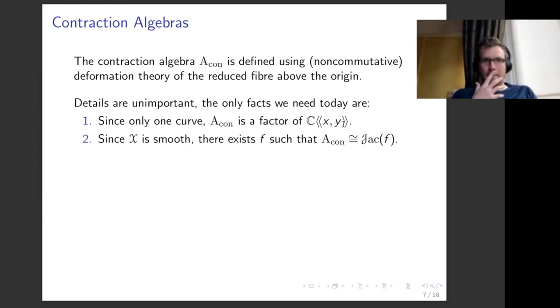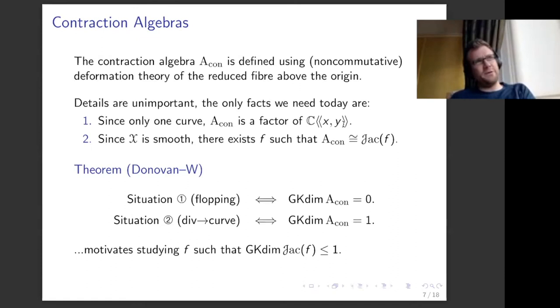But ultimately today, you just feel as well, all you're doing is the sum factor of these algebras that you're taking. And the third fact you need for today is a theorem that I proved with Will maybe 2015, is that this algebra is really detecting the local geometry and can distinguish between the two types of contractions. And so the situation one, which is this flopping contraction, so I've written this in a very sort of pretentious way. Basically, you are a flopping contraction if and only if your contraction algebra is finite dimensional as a vector space.